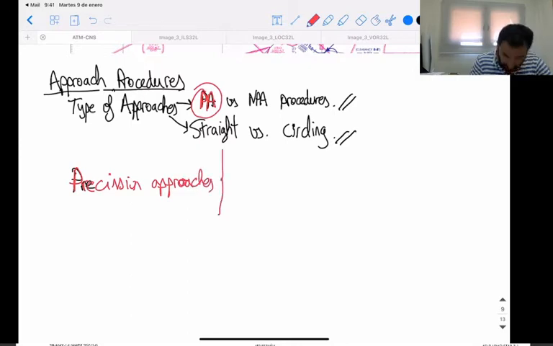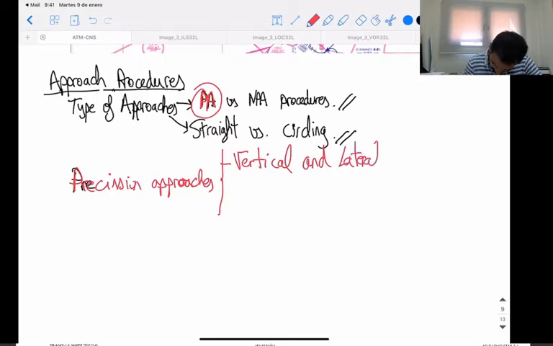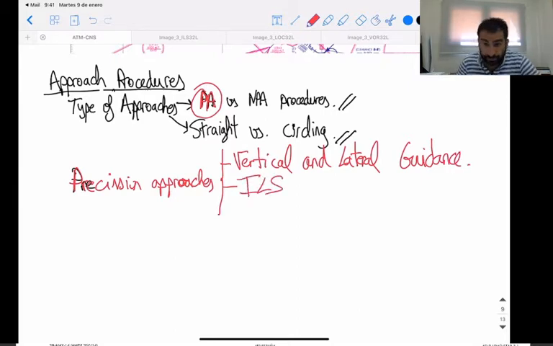Precision approaches, we are talking about an instrumental approach that is providing both vertical and lateral guidance. It is based on ILS, instrument landing system, typically. So if you see ILS in the chart, this means this is a precision approach capable of providing lateral guidance with the localizer, remember, and vertical guidance with the glide slope.